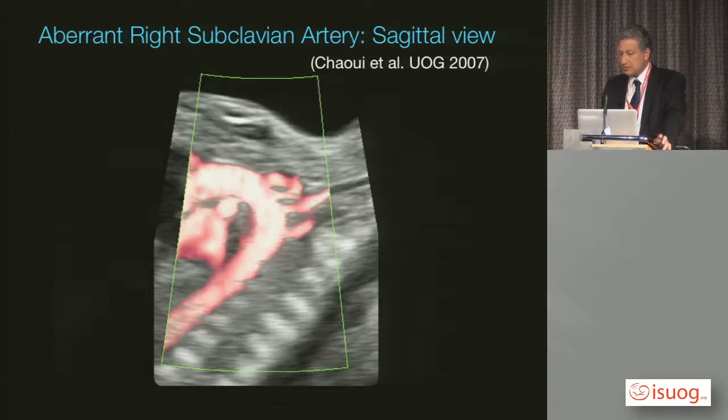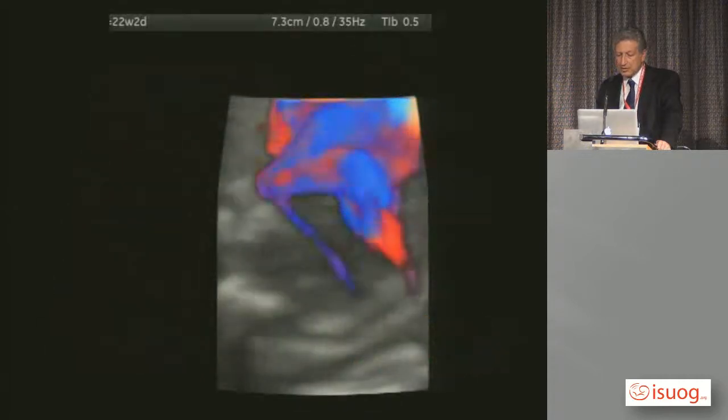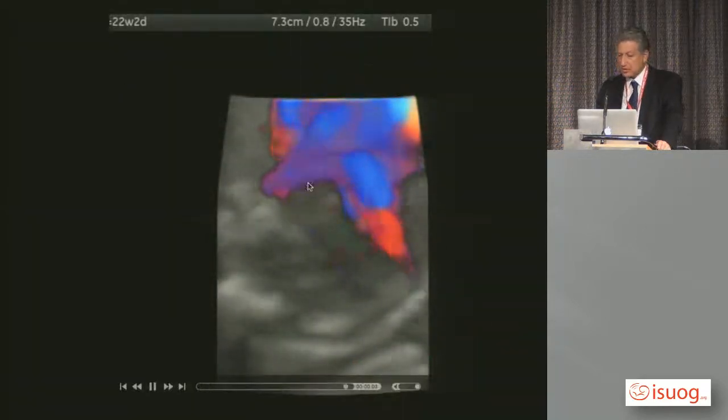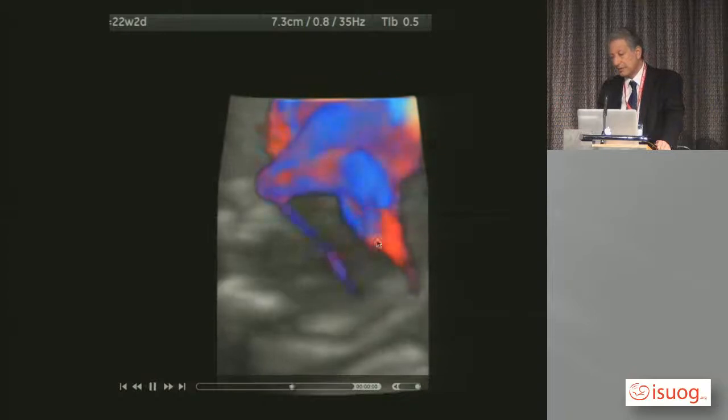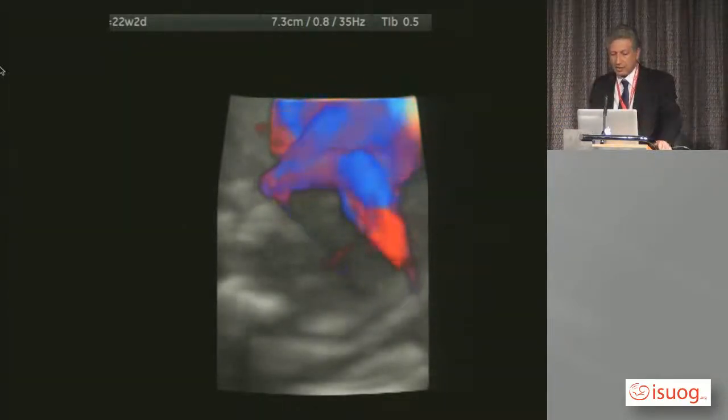But at the end of the day, all are additional tools. The easiest way is really straightforward: look at the 3-vessel view, reduce the color, or use sensitive color like power Doppler, and then see that the vessel is going there. And of course, you can implement it in your genetic screening at 13 weeks gestation, even earlier. You see here, this is 22 weeks with color, with 3D rendering. You can see very well because you have the projection.